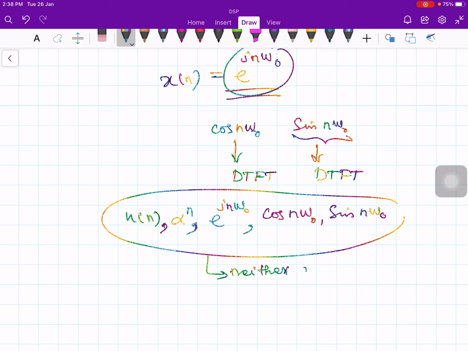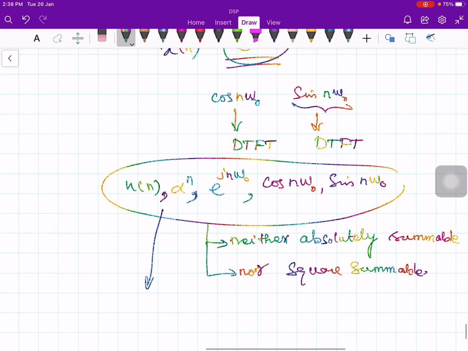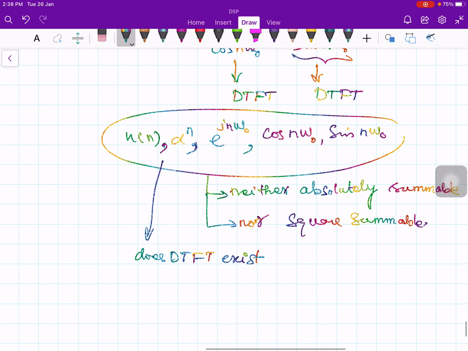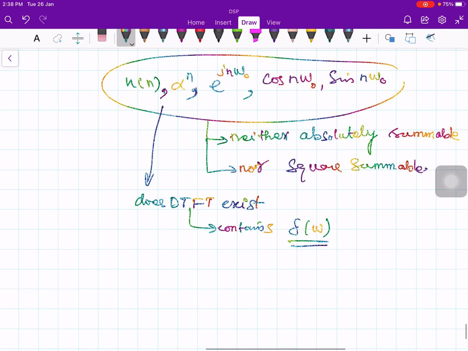Neither absolutely summable nor square summable, but the DTFT exists, and the DTFT will have analog delta functions. The DTFT contains the analog delta function del of omega in its domain.